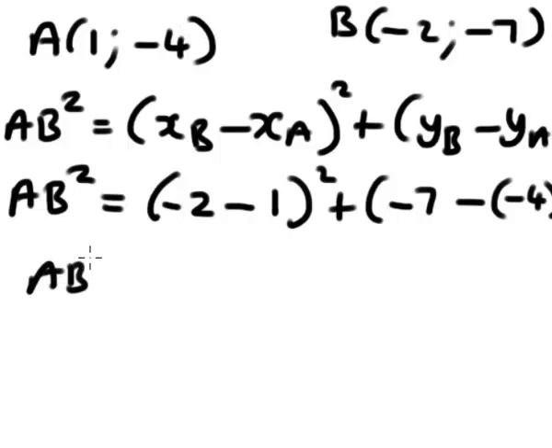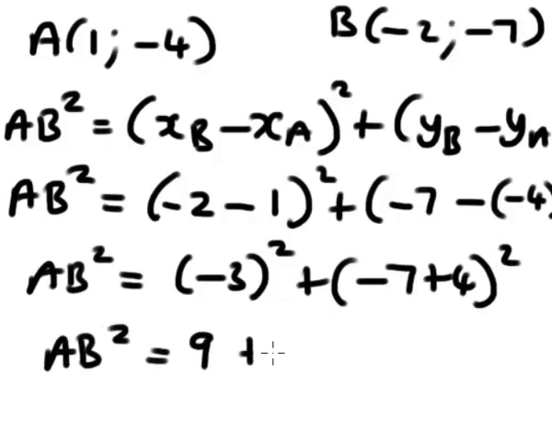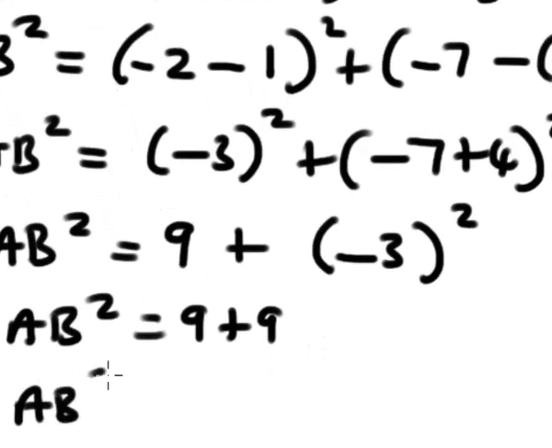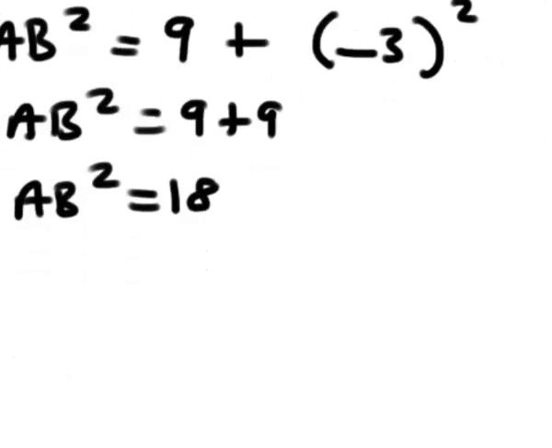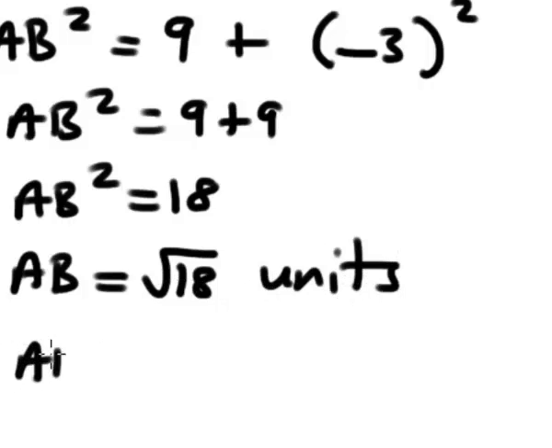So what is the length of AB squared? It's going to be negative 3 squared plus negative 7 plus 4 squared. So AB squared is going to be 9 plus, what's this? This is negative 7 plus 4, which is negative 3. Okay, so that gives you AB squared is equal to 9 plus 9, which of course is 18. So all you now need to really do is square root both sides, and length is always positive, so we keep it as that, and that you can work out as a decimal. You can leave it as root 18 units. If you do this in the calculator, you could also see it comes to 3 root 2.